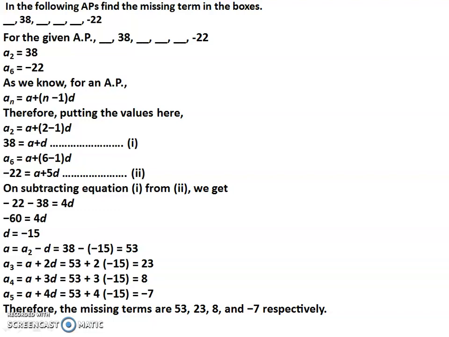Clear? Tell me what is the formula for the second term? A plus 1D. What is the formula for the 6th term? A plus 5D. That should be thorough with you. Clear?